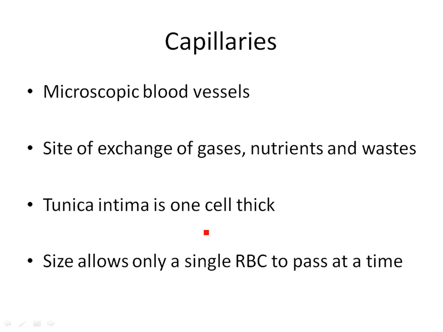Then you get to the capillaries, and that's that bridge between the arterial system and the venous system. These are small vessels. They're microscopic. They're usually only large enough to let one red blood cell go through, so they're very tiny. But these are important because they're the site where we actually exchange gases, nutrients, and waste. They're mainly composed of just a tunica intima, one cell layer of endothelial cells.